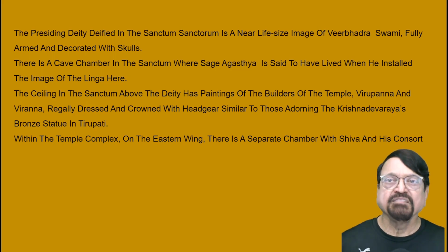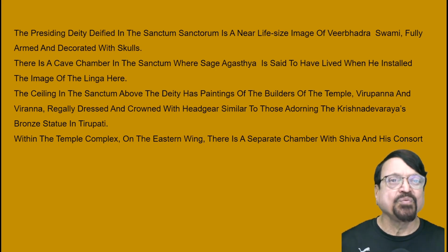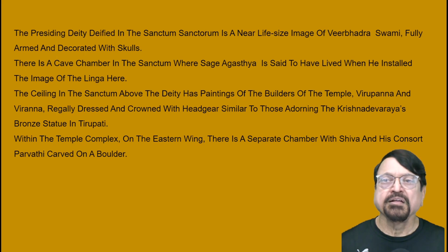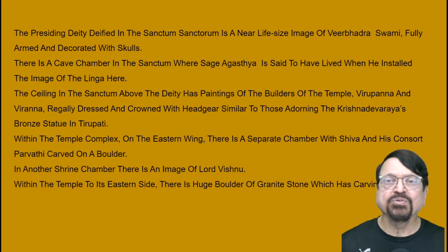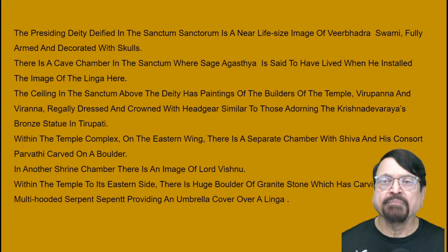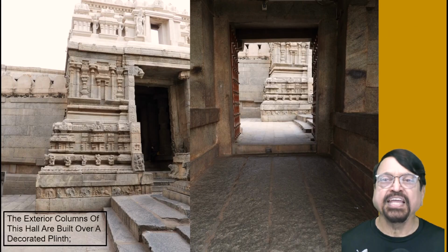Within the temple complex, on the eastern wing, there is a separate chamber with Shiva and his consort Parvati carved on a boulder. In another shrine chamber, there is an image of Lord Vishnu also. Within the temple to the eastern side, there is a huge granite boulder which has a carving of a coiled multi-hooded serpent providing an umbrella over the Shivalinga. We have a different video on that, with photographs from all directions, where we describe its iconography in more detail.